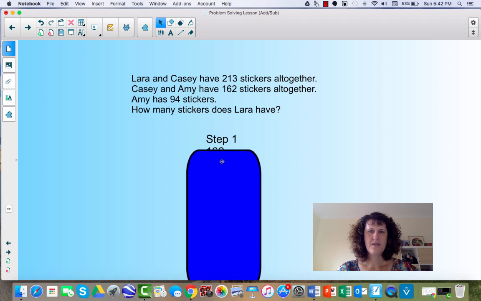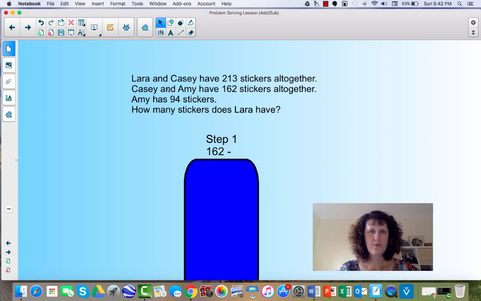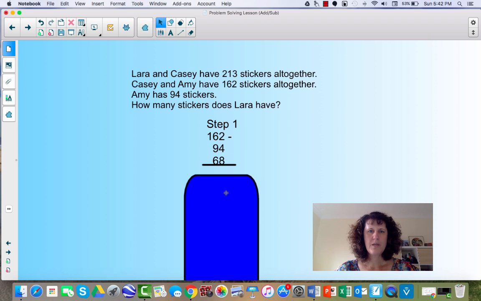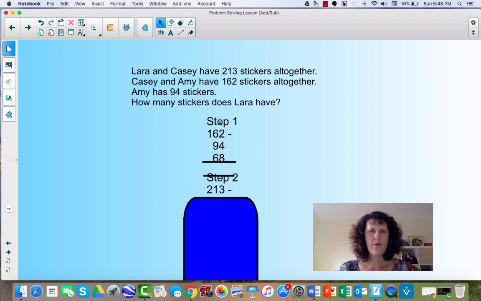So here we go. Step 1, 162, which is this total from Casey and Amy, take away the number that Amy has, and that will tell me, sorry, I've moved that and it's ruined my lines. That will tell me that Casey has 68 stickers.